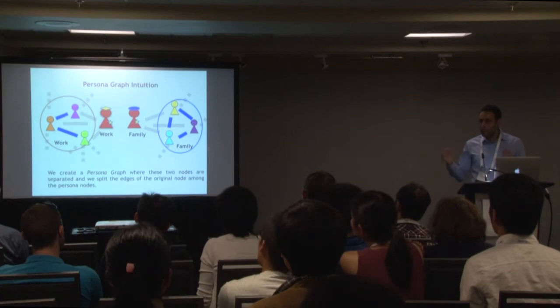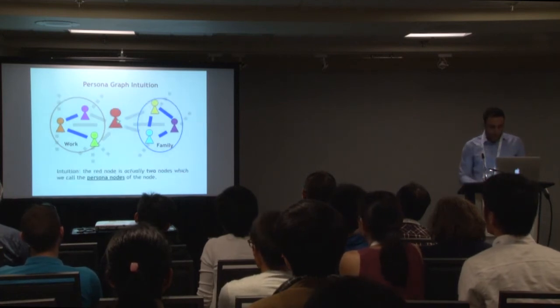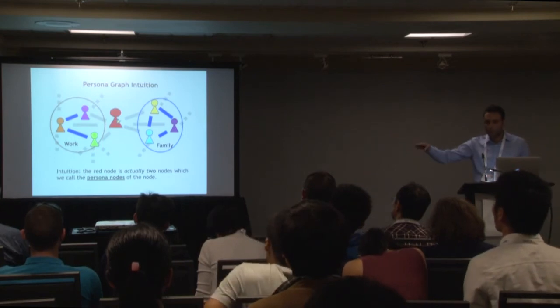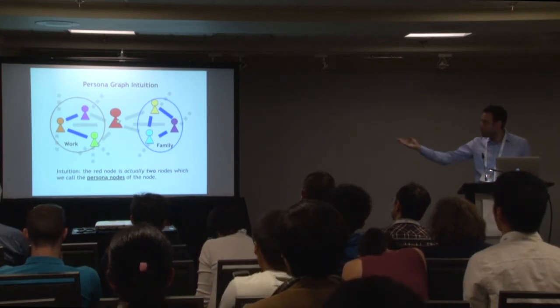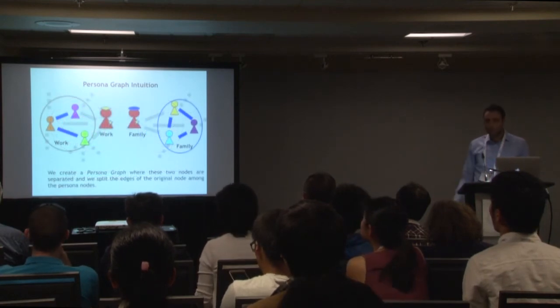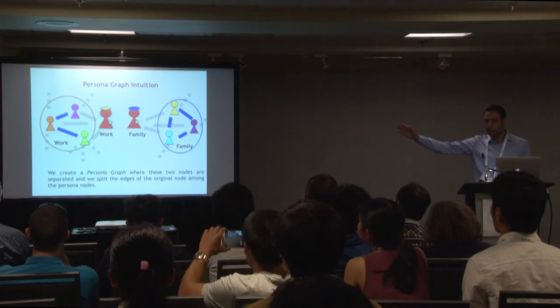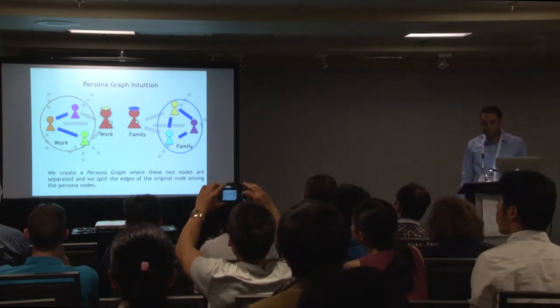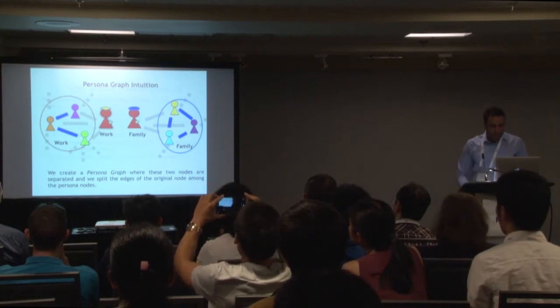Notice that in this graph, once we create these new nodes, we can also easily assign the original edges of this graph to one of these persona nodes, because the original node had 6 edges, 3 of which were directed towards the work community and 3 towards the family community. Now that we have created these two nodes, we can simply split these edges into 3 edges towards the work node, and 3 edges towards the family node. So this gives the intuition for our framework.